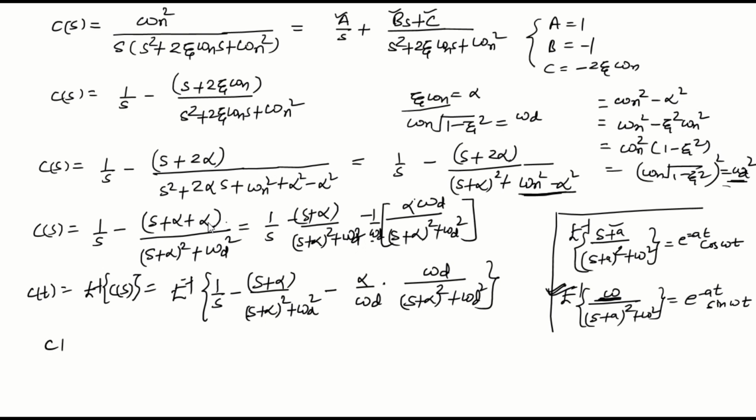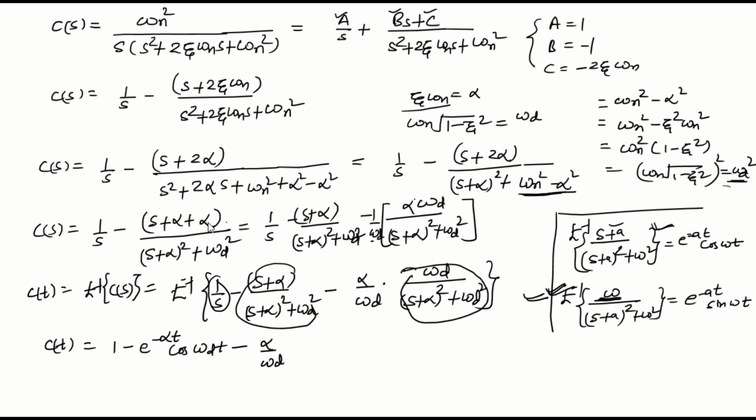So finally c(t) is equal to the inverse Laplace of 1 by s, which is 1, minus the inverse Laplace of this. I have already written this standard form, so this will be e raised to power minus alpha t cos omega d t, minus alpha upon omega d into the inverse Laplace of this term. I have again written this here, so this will be e raised to power minus alpha t sine omega d t. So I hope you understood this till now.